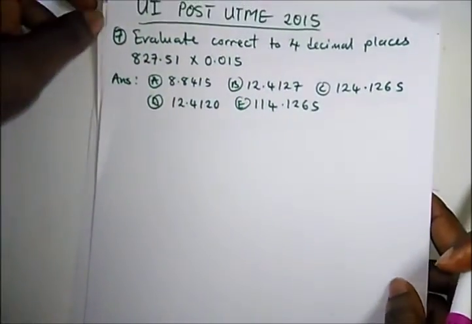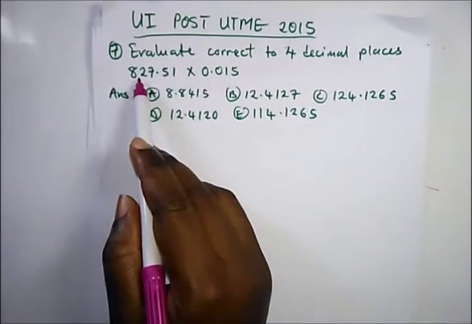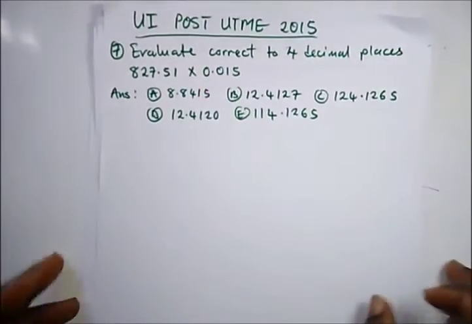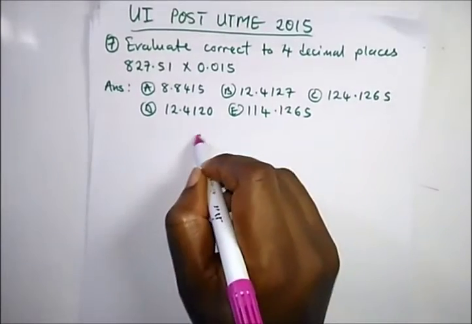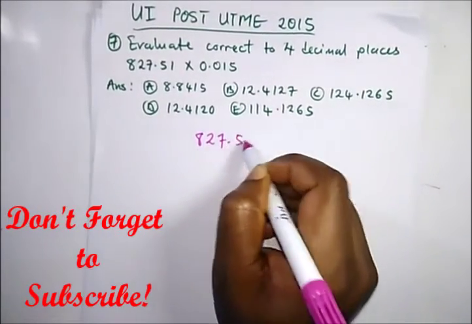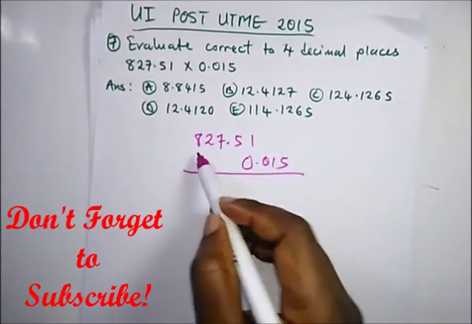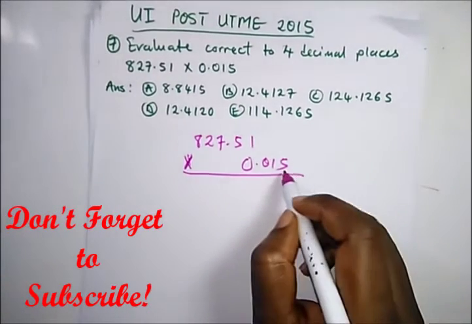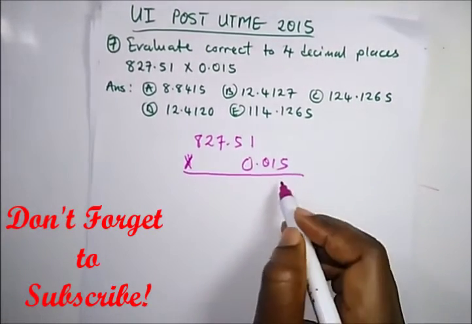Here, another question, number 7, says correct to 4 decimal places, 827.5 multiplied by 0.15. This is quite a long multiplication, but to make it easier, I will just tell you a short way. So do this. You have to be fast in maths in this particular exam, and know your timetables well. Since we're not using any calculator, you have to be fast and accurate. So here we just do 5 times 1, that is 5.